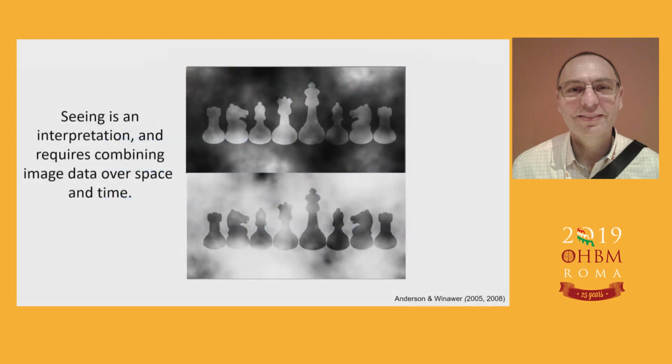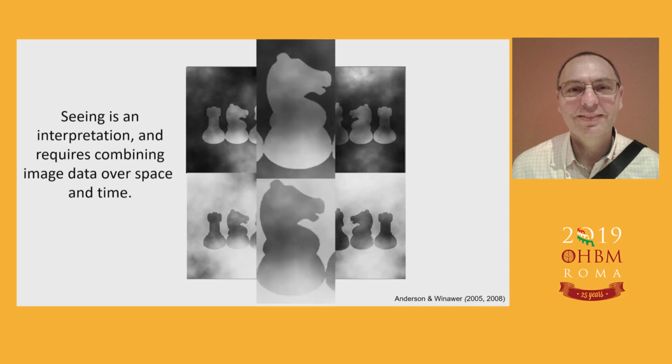Okay, I'm going to begin with visual perception, which is where I began as a student. Perception, seeing, is an interpretation. It requires combining image data over space. This is a visual illusion that reflects combining information over space. The upper pieces may look white to you, the lower pieces may look black. If you zoom in and add an outline to prevent your visual system from combining over space, you see the illusion goes away and the pixel values are in fact the same.